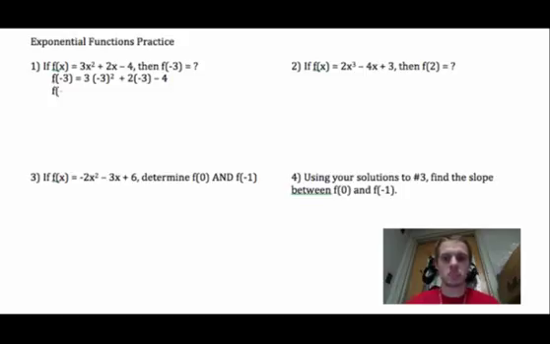Next step, let's try simplifying some of these values. Order of operations, parentheses, can't do anything inside. We have exponents. Let's take care of those exponents. This squared right here applies to everything inside the parentheses. So negative 3 times negative 3, which equals positive 9. 2 times negative 3 equals negative 6, so plus negative 6. And then minus 4 at the end.